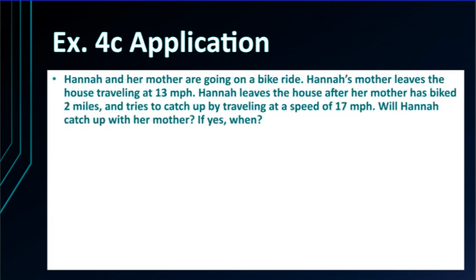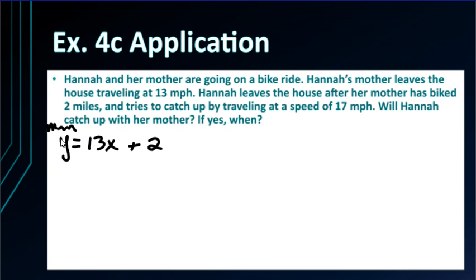And our last one here. Hannah and her mother are going on a bike ride. Hannah's mother leaves the house traveling at 13 miles per hour. So we'll say y equals 13 miles per hour. So that would be 13x. Hannah leaves the house after her mother has biked 2 miles. So let's just say this is the mom. So she's done 13 miles per hour plus she's 2 miles ahead.